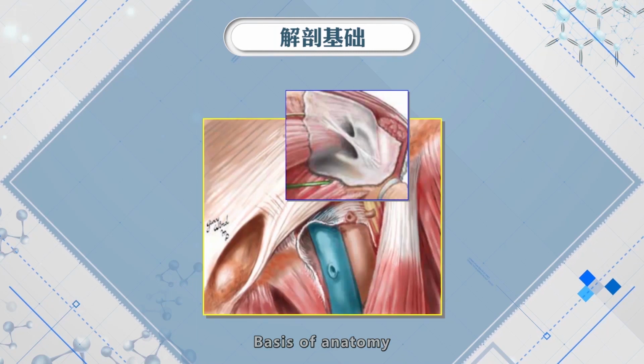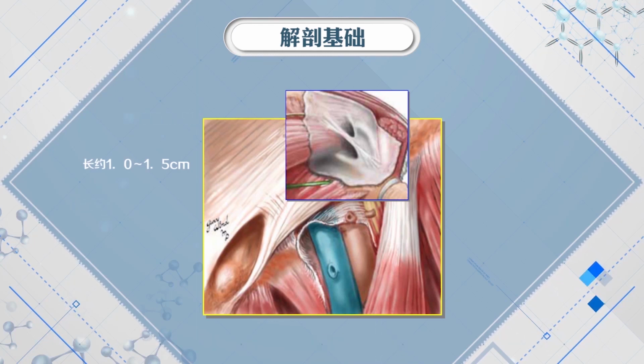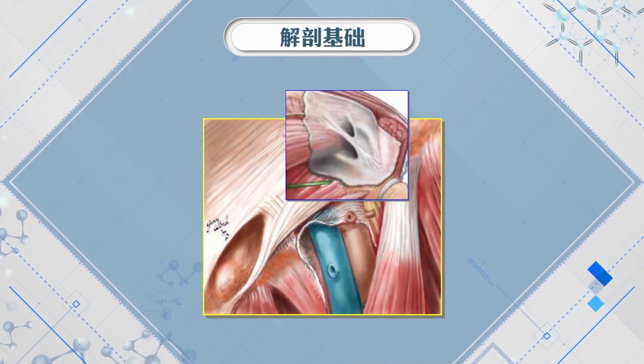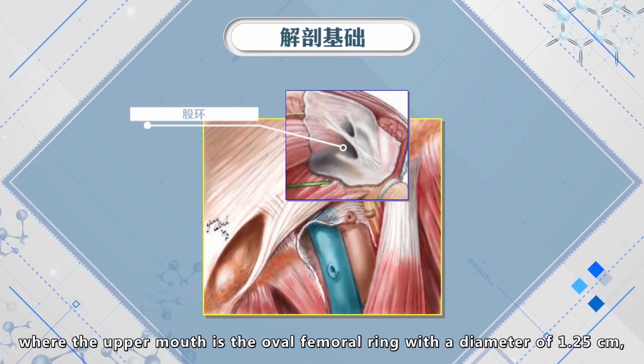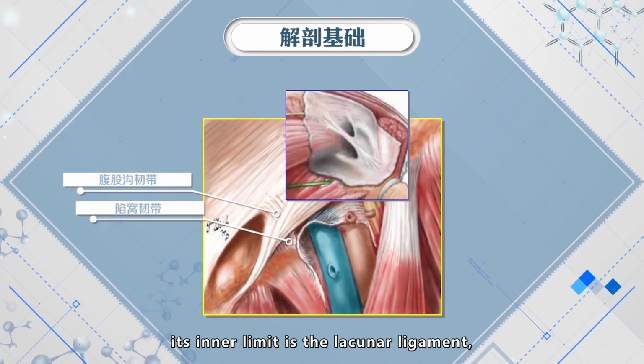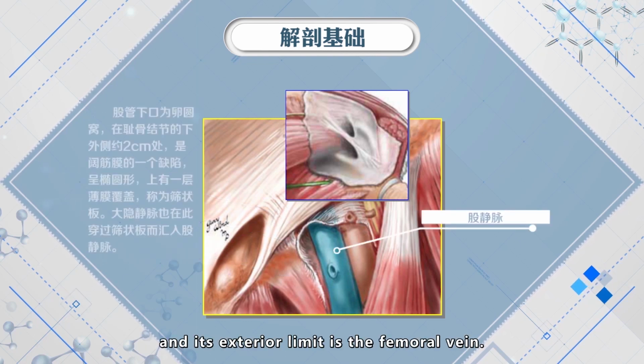Basis of anatomy. The femoral canal is a narrow and latent gap about 1 to 1.5 cm. The femoral canal has an upper and a lower mouth, where the upper mouth is the oval femoral ring with a diameter of 1.25 cm. The anterior limit of the femoral canal is the inguinal ligament. Its inner limit is the lacunar ligament. Its posterior limit is the pectineal ligament, and its exterior limit is the femoral vein.